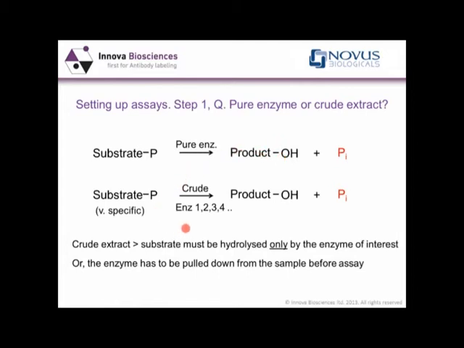Very often you might have a crude preparation of enzyme. It could contain multiple phosphatases. In this situation, your substrate needs to be very specific for a particular enzyme, let's say enzyme number 2. If it is, the phosphate that's generated can be attributed to that enzyme and to no others. So just to reiterate that, if you've got a crude extract, your substrate must be hydrolyzed only by the enzyme of interest. Alternatively, if you do have a crude extract, and this is very commonly done, you can pull out the enzyme from the crude sample using an antibody before you carry out the enzyme assay.